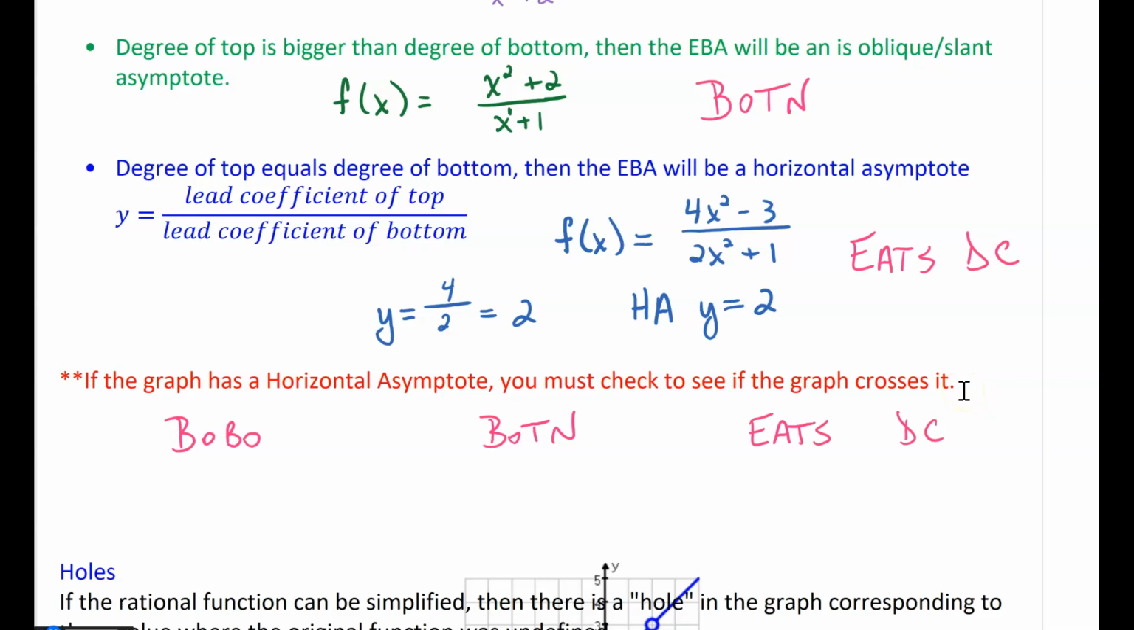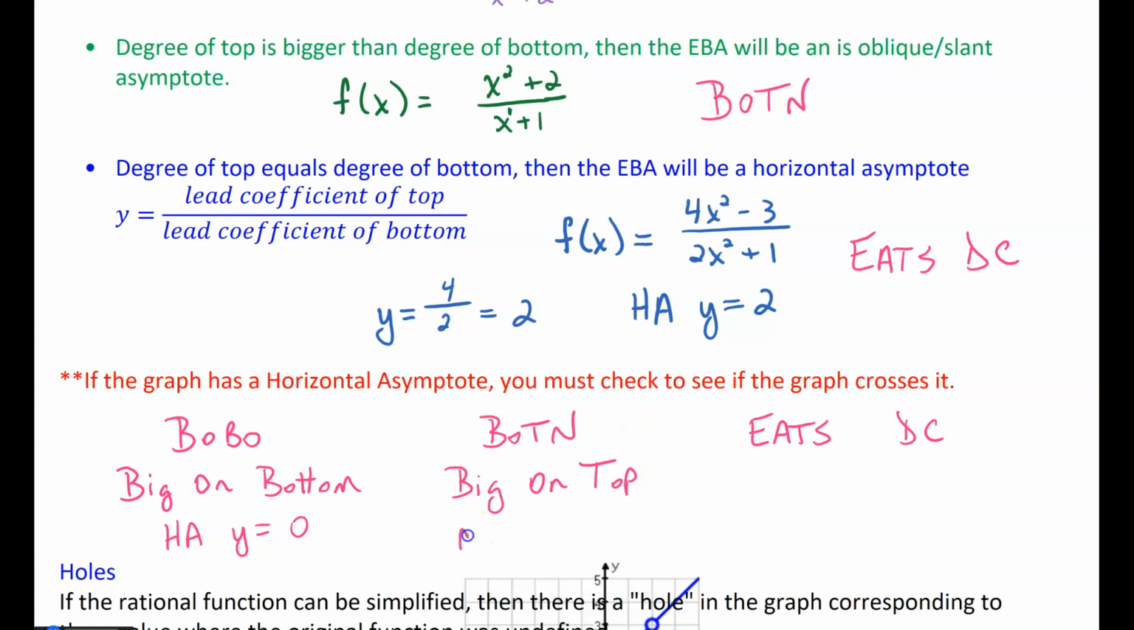Back to what it means. The Bobo is big on bottom, and that O at the end is actually a 0, meaning we get a horizontal asymptote at y equals 0. The Botan is big on top, and the N on that means that there is no horizontal asymptote.